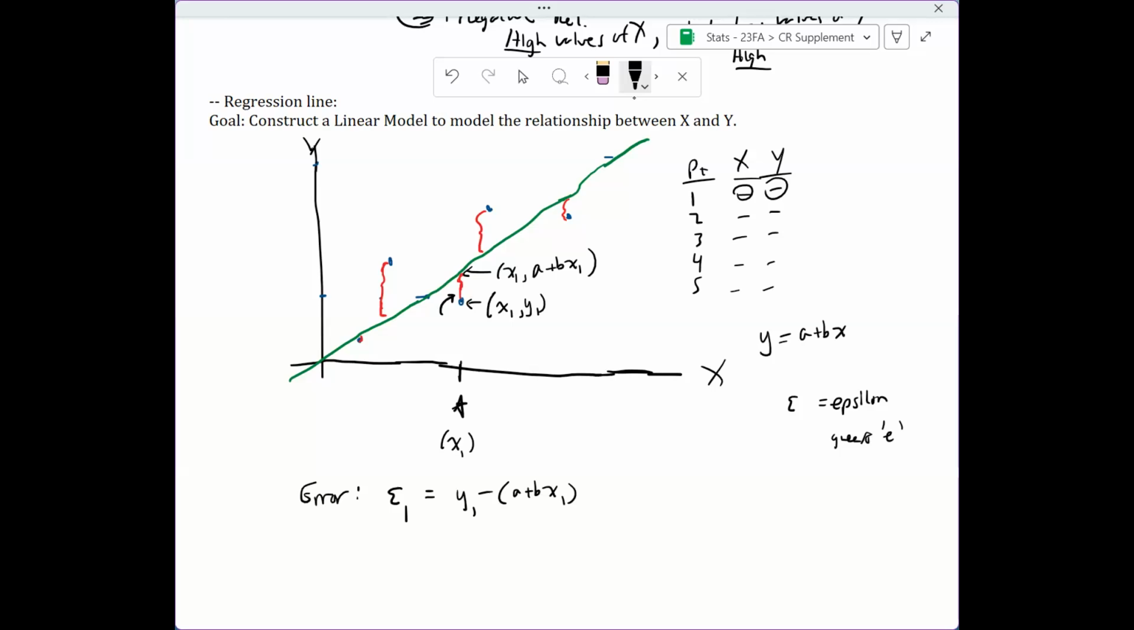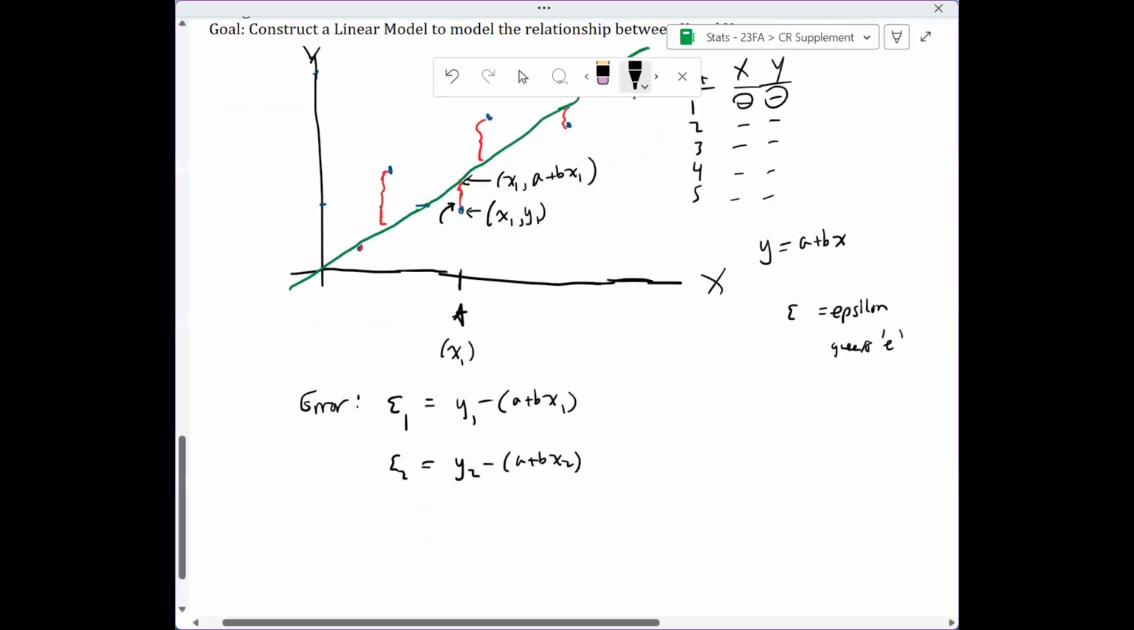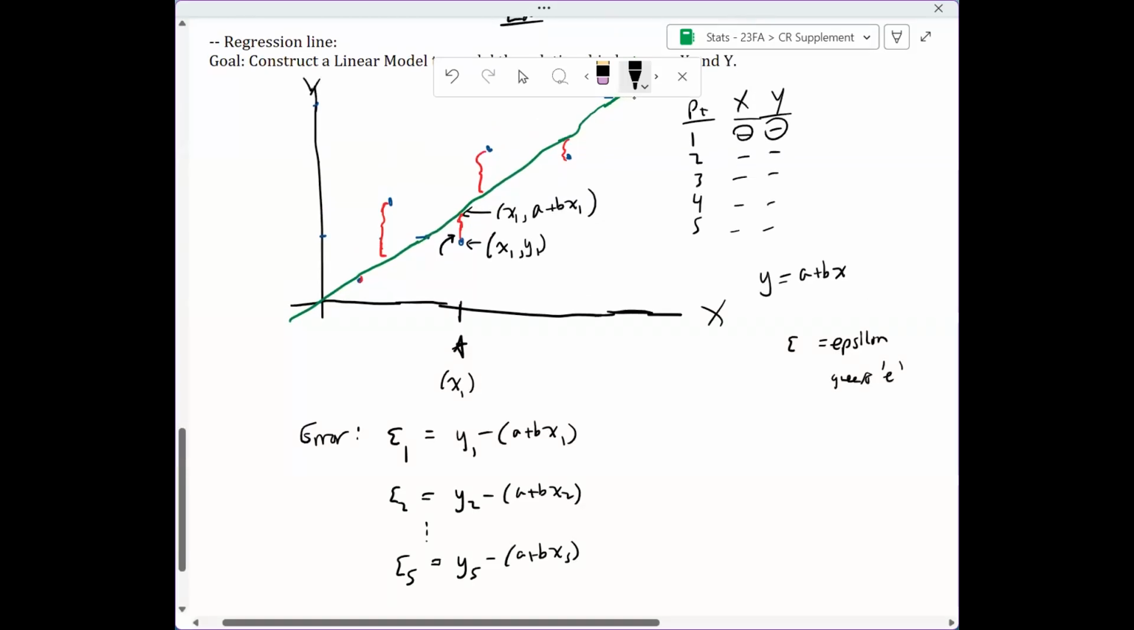Now we can see that if we change a and b, this error could get larger or smaller. I could imagine having error 2, which is y2 minus a plus bx2, and so on down to error 5. So these are my 5 errors for these 5 data points corresponding to a model with a specific choice for A and a specific choice for B.